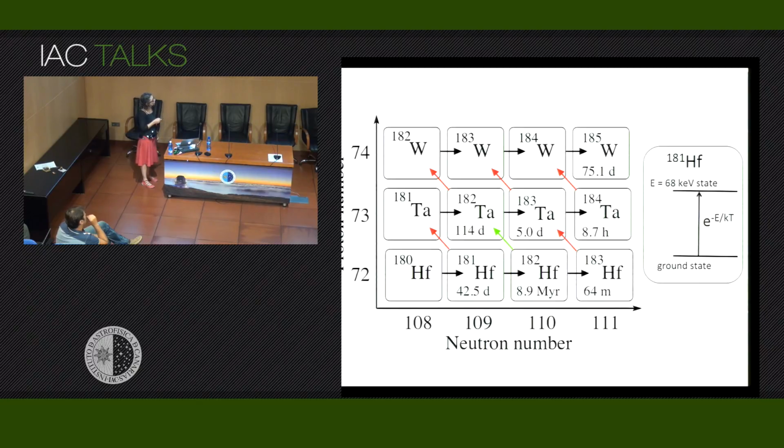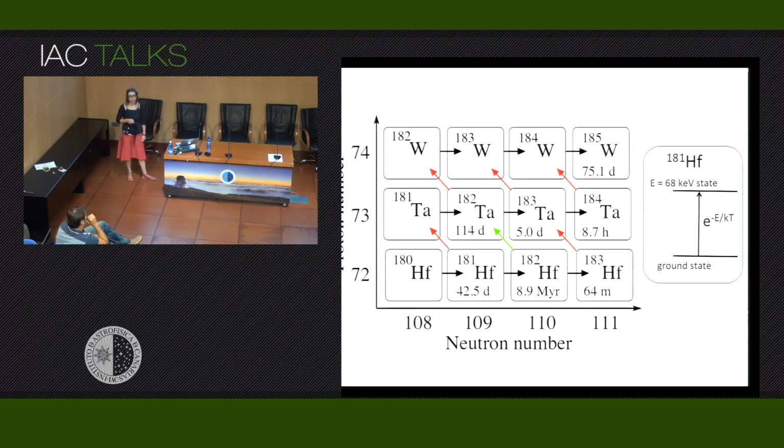There's a ground state, and there's a state here at 68 keV. It's pretty low temperature, pretty low energy. So people thought that at typical S-process temperature, 200 million degrees, you can actually populate this 68 keV state, and this state has a decay rate into tantalum-181 which is faster than the ground state.